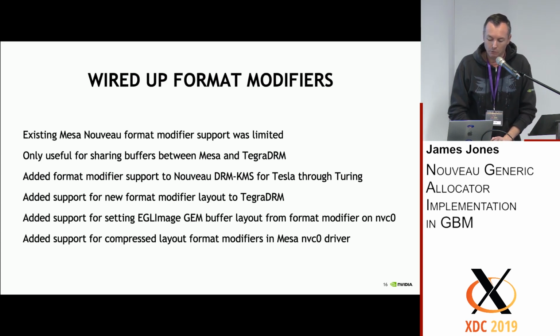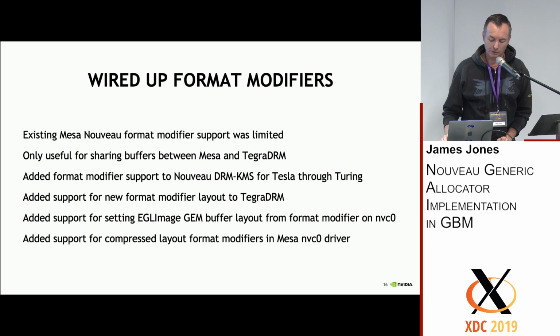So I went and wired that all up so that would all work with the new modifiers only. And I added support for the new modifiers to the DRM KMS driver in Nouveau for the Tesla through Turing class of GPUs. I wired up the new modifiers to Tegra DRM, but I also left in place the support for the old modifiers so it wouldn't break the user space API. I added support for creating an EGL image from a DMA buff, and it'll take the format modifier that you pass in and initialize the proper gem buffer layout from that. And for the user space portions in Mesa here, I only bothered implementing things for the Fermi and above driver. It should be pretty easy to take that and backport it to the NV50 driver and to the Turing driver once it exists.